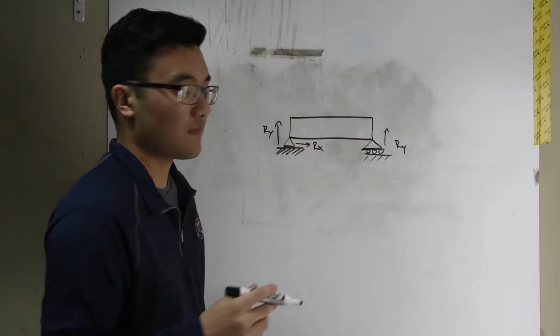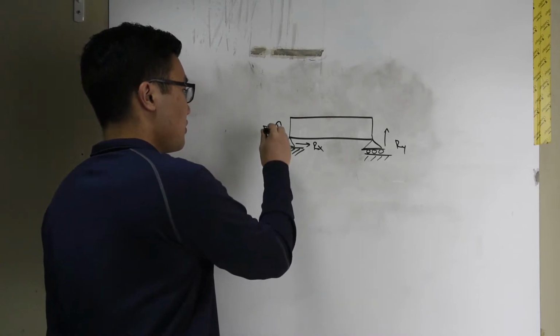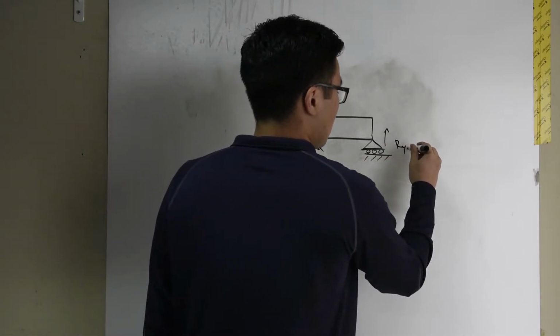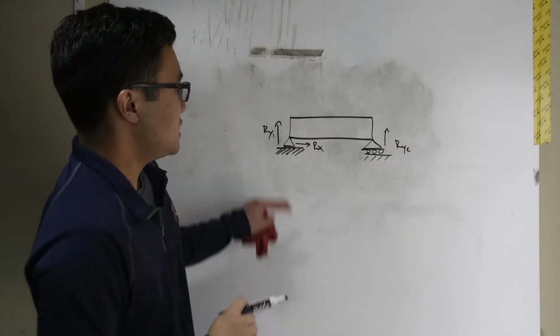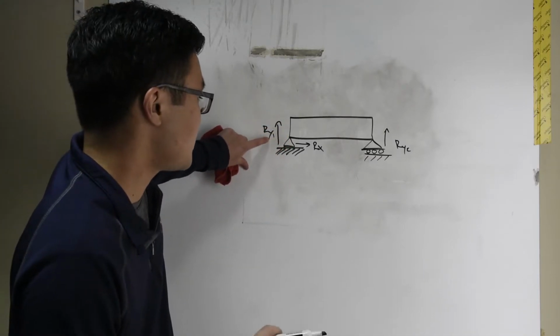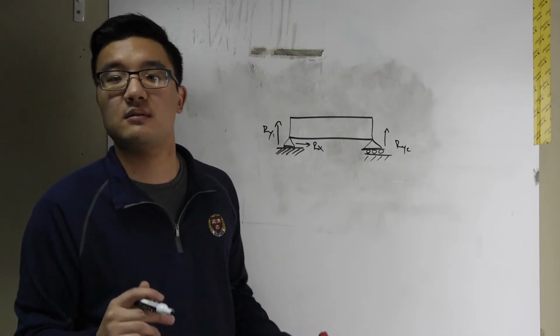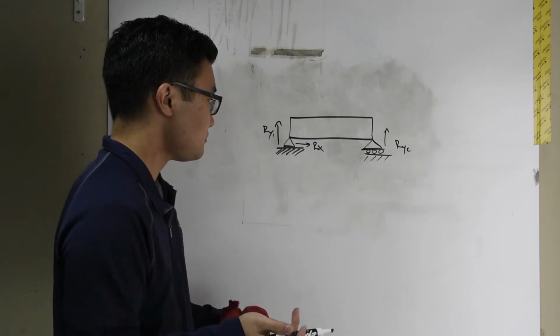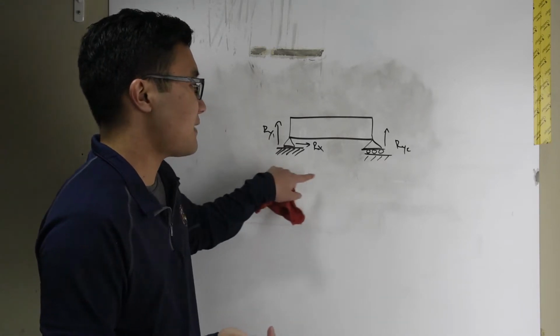And since I have two different reactions in the Y, I'll label them accordingly, RY1, RY2. Note that all of these are directly applied at the point. They're not actually applied out here. I simply do that to make it easier to see. So as you can see, we have three unknowns.